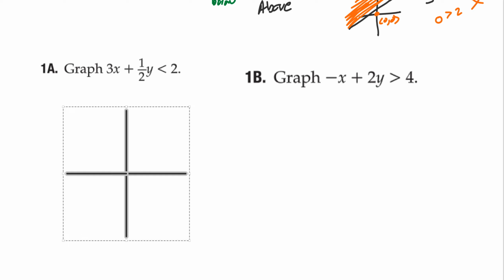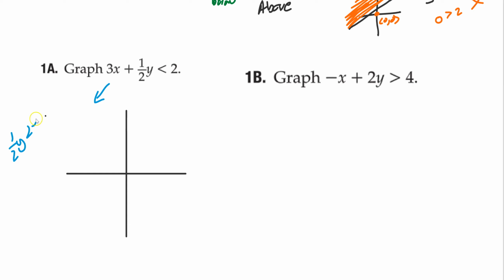Okay. Now let's graph this thing. So 3x plus 2y, again, if I want to graph a line, you want to get the y by itself. So subtract 3x from both sides to get 1/2 y is less than negative 3x plus 2. Ooh, one thing I forgot. I'm not going to do it now, but don't forget, for inequalities in general, if you multiply or divide by a negative, you have to flip the sign. So don't forget that, in case that comes up.